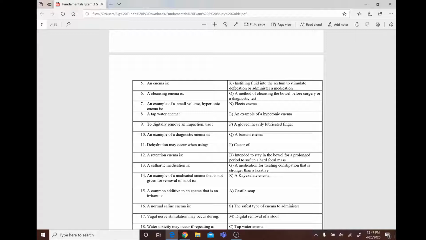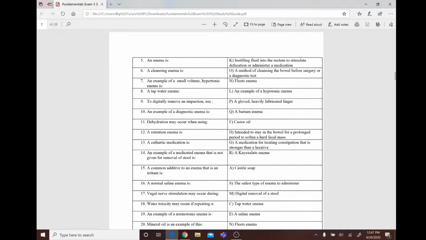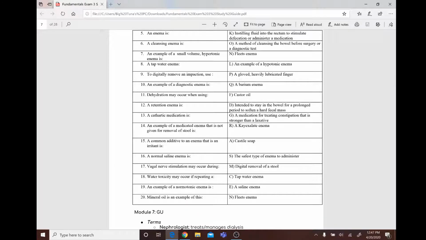Example of a diagnostic enema is what? Barium enema. Dehydration may occur when using what? Castor oil. A retention enema is intended to stay in the bowel for a prolonged period of time to soften the fecal mass. What's a cathartic med? It's a med that treats constipation, as strong as a laxative.